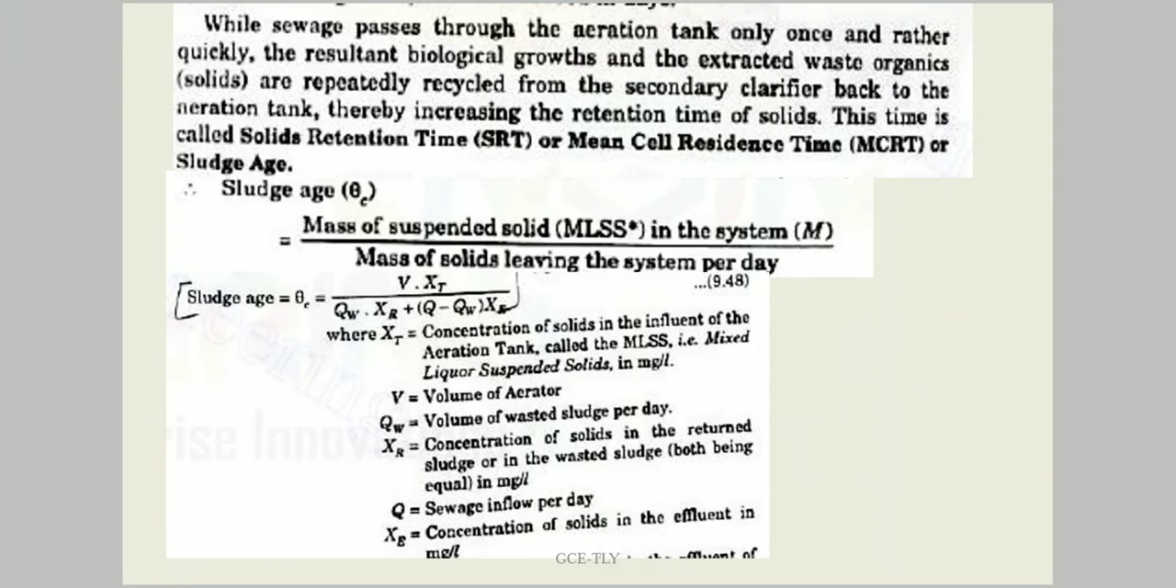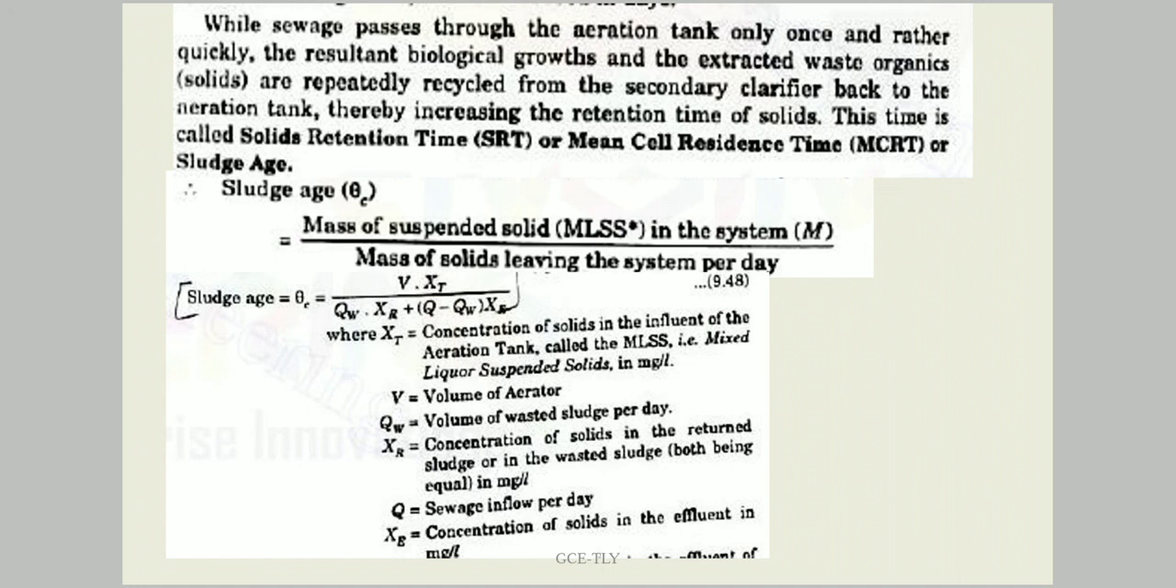When sewage passes through the aeration tank, the resultant biological growth and extracted waste organics are repeatedly recycled from the secondary clarifier back into the aeration tank, and it increases the retention time of the solids. This additional time is called solid retention time, SRT, or mean cell residence time, or we can say sludge age. So you can keep in mind sludge age or solid retention time. It is denoted by the letter theta C.